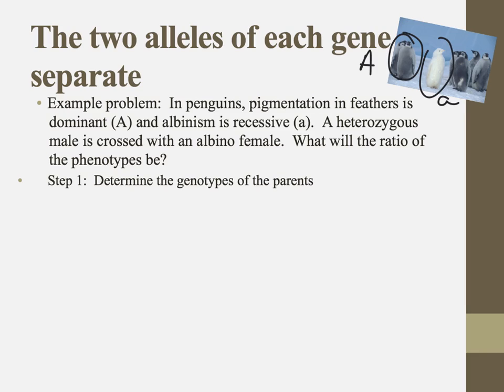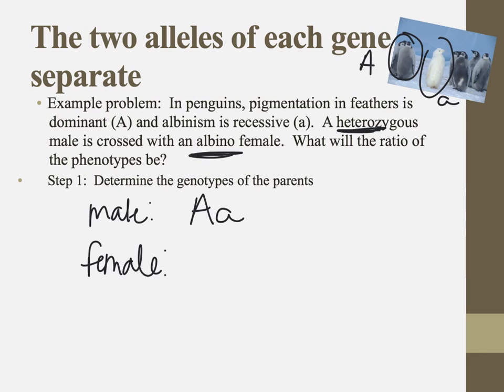First I need to determine the genotypes of the parents. The male is heterozygous, hetero meaning different. So he has to have a big A and a little a, one of each. That's what it means to be heterozygous. And the female, since she is albino and that's recessive, the only way to get a recessive phenotype is to have two of the recessive alleles, homozygous recessive.